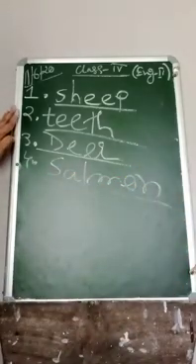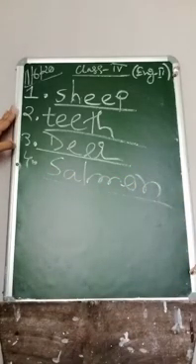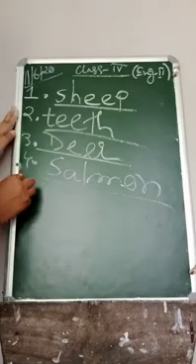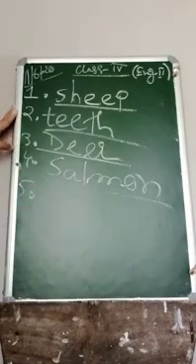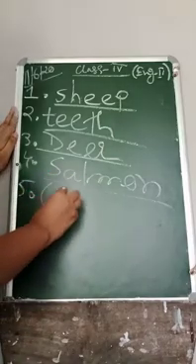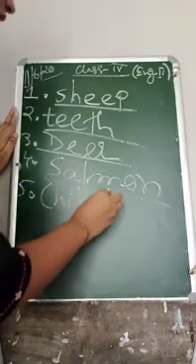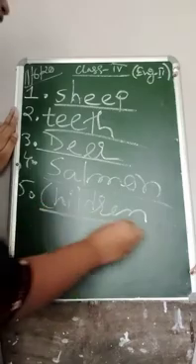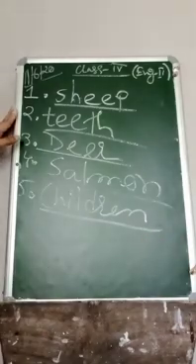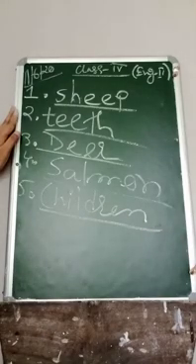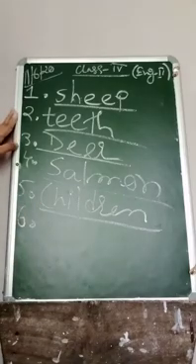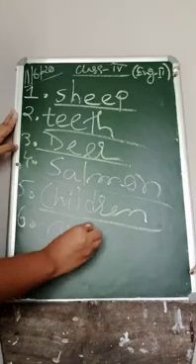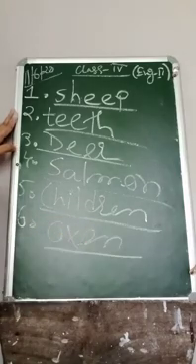Okay. Number 5, we have, her child loves jam biscuit. So child is singular, and for the plural form, what do we add? We add en. Child will become children. This is the plural form of child. Then we have, how many ox did you see near the field? So ox, we have to add en here. So ox becomes oxen. This is the plural form of ox.